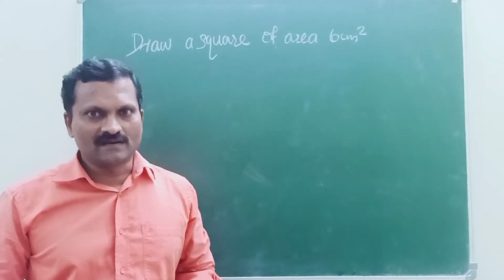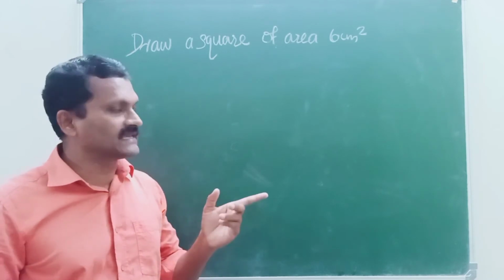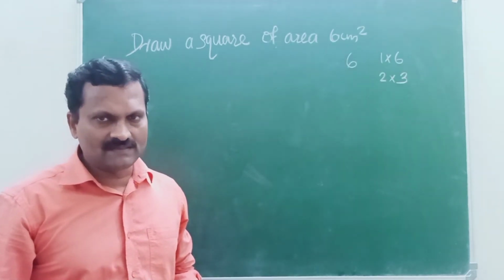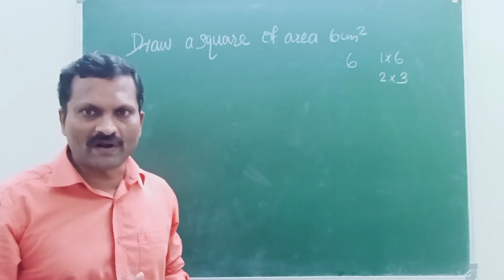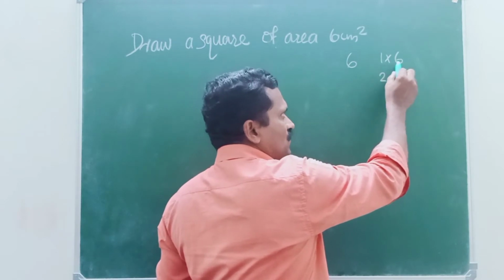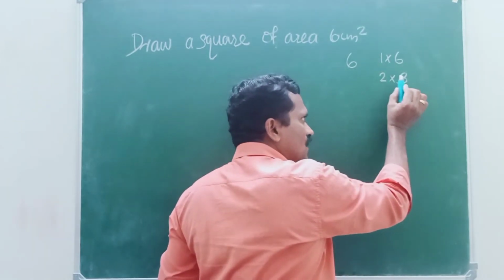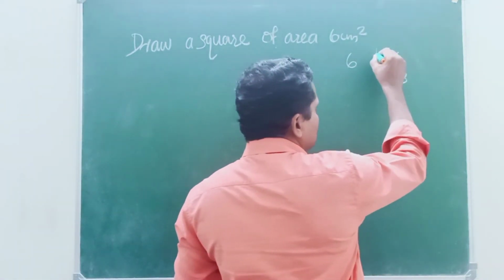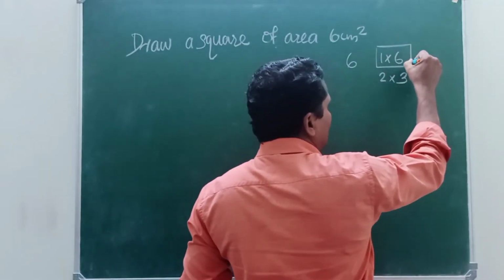Draw a square of area 6 centimeter square. First of all, we find two numbers whose product is 6. What are the numbers? 1 and 6. 1 into 6 equals 6, or 2 into 3 equals 6. I select the numbers 1 and 6.